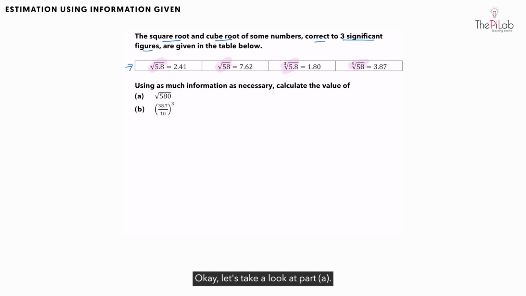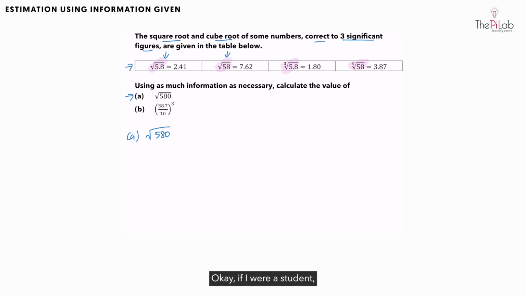Let's take a look at part A. What do they want us to find? They want us to find the square root of 580. So let's write that down. Don't forget to label part A. Now, because this is a square root, if you look at your table, you have two choices. The square root of 5.8 or the square root of 58. And you might be wondering, which is the correct one?